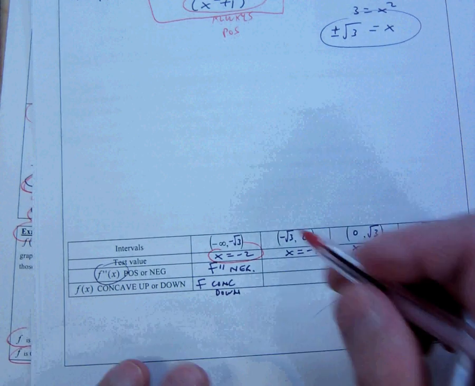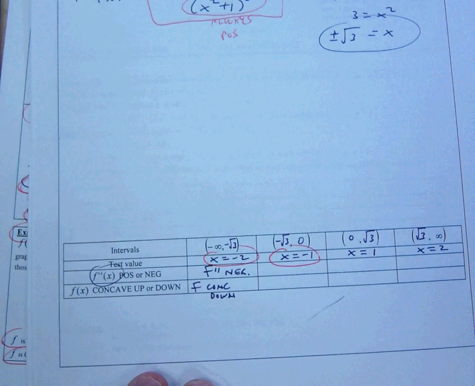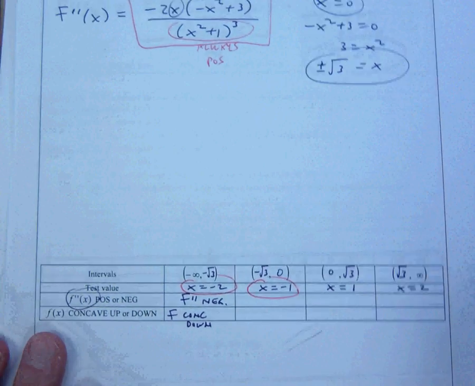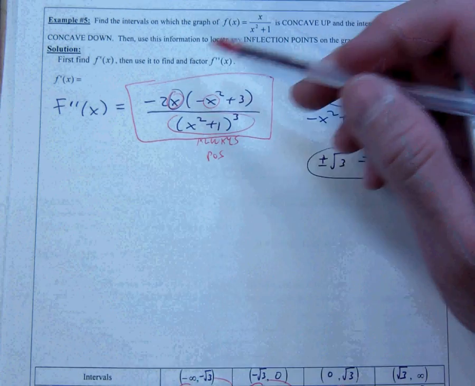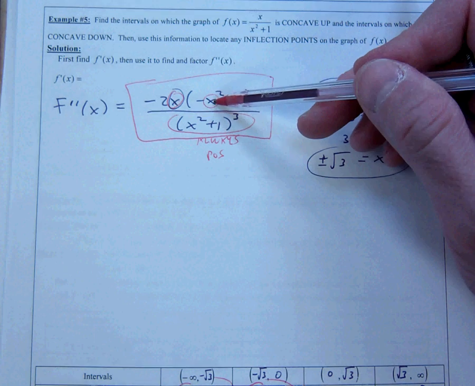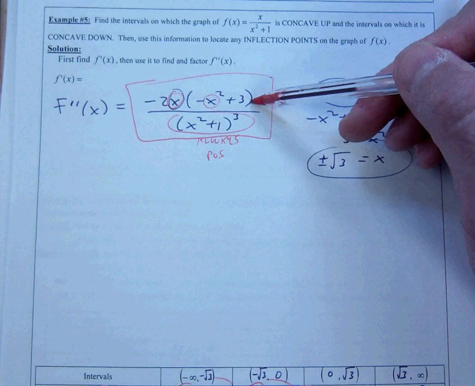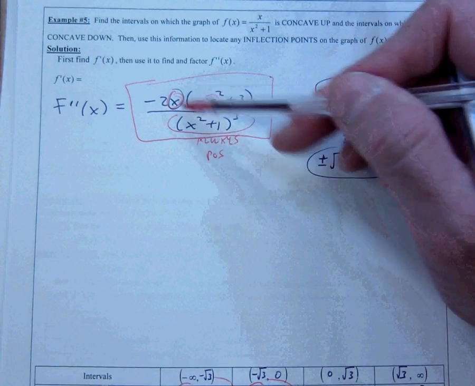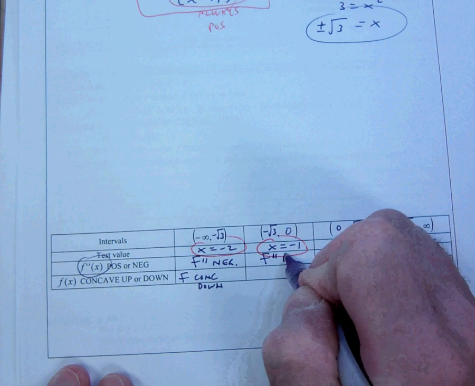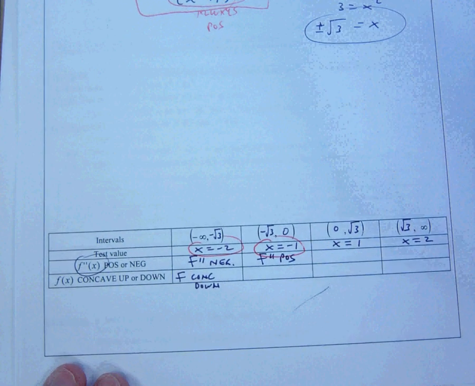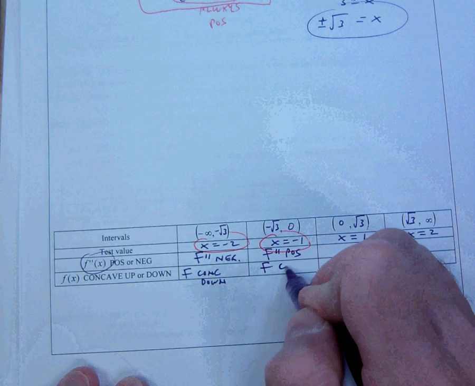All right, now I'll stick a -1 into F double prime. Again, I don't need an exact value. I just want to know real quick, is F double prime positive or negative there? If I stick a -1 there and a -1 there, negative times negative is a positive. -1 squared is 1 times a negative gives you a -1, but -1 plus 3 is positive. So you had a positive times a positive over positive. What is it? Positive. And what can you say about F on an interval if F double prime is positive on that interval? F is concave up.